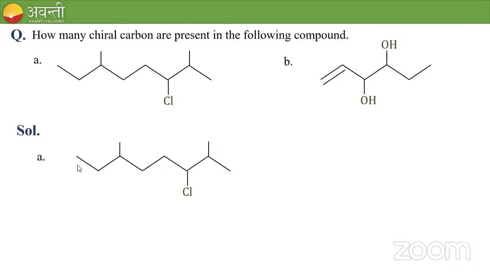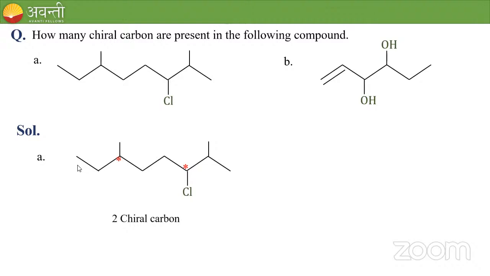Listen. First of all, carbon number 3 and carbon number 6. These two are the chiral centers, chiral carbons. These two are the chiral carbons. Okay. So there are 2 chiral carbons present in this compound. I will explain.